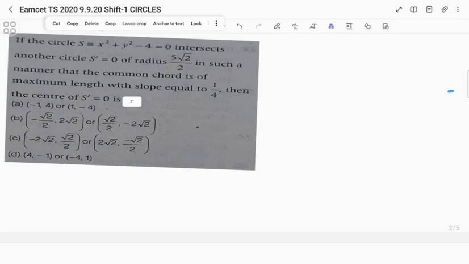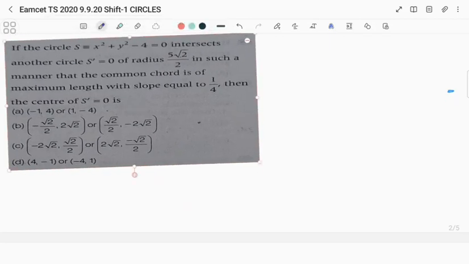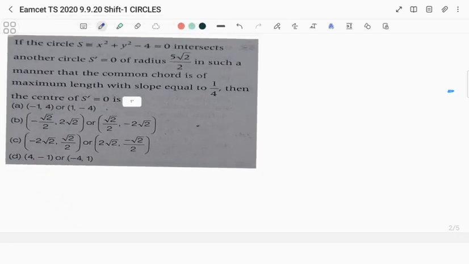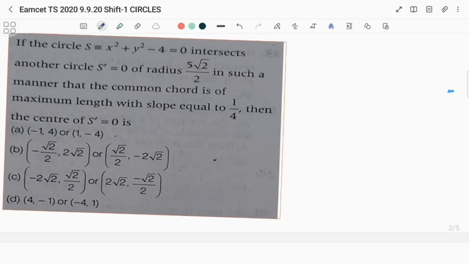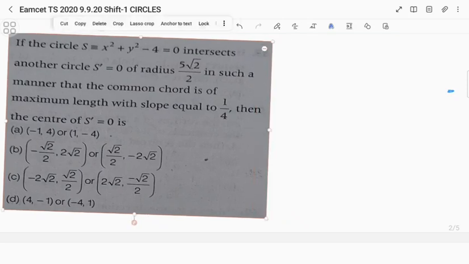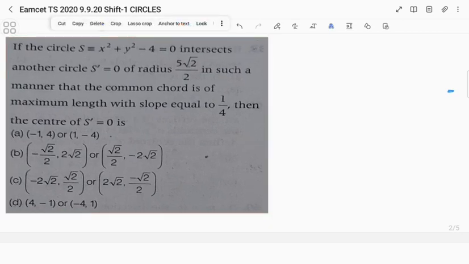The next question is: if the circle intersects another circle S' equal to 0 of radius 5 root 2 by 2 in such a manner that the common chord is of maximum length with slope 1 by 4, then the center of S' equal to 0 is. So we require the second circle's center.